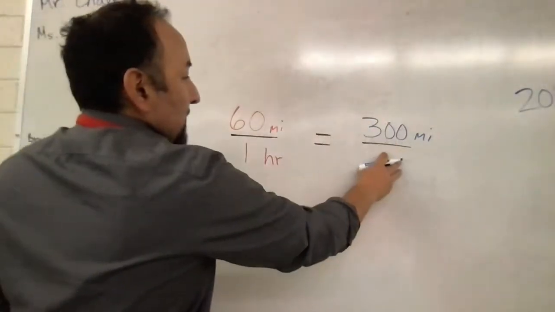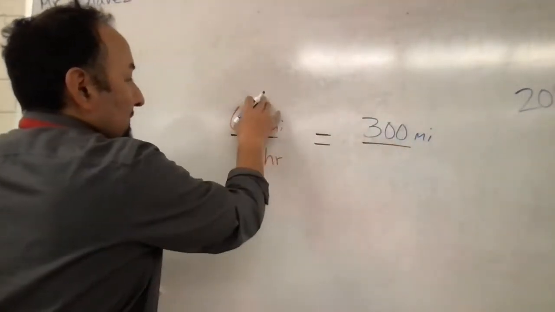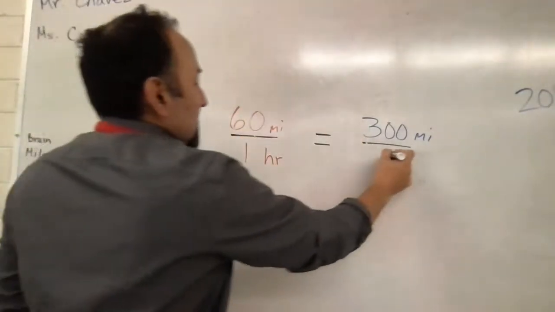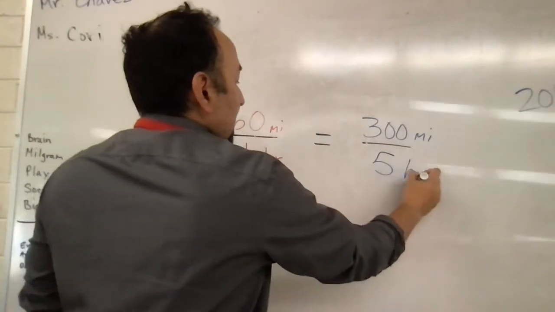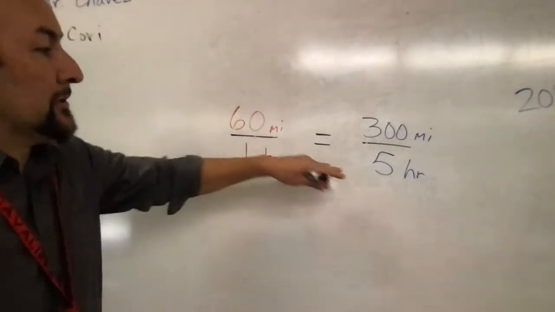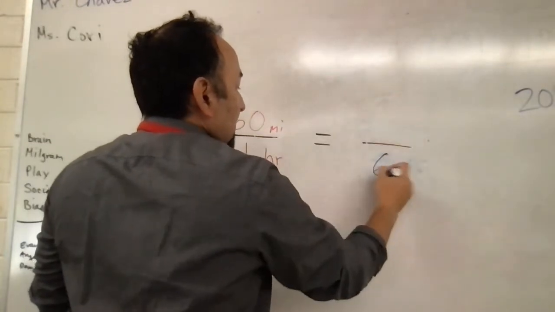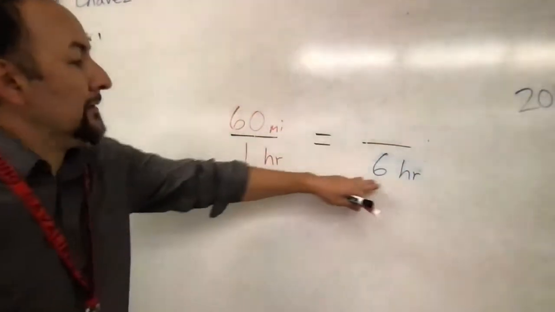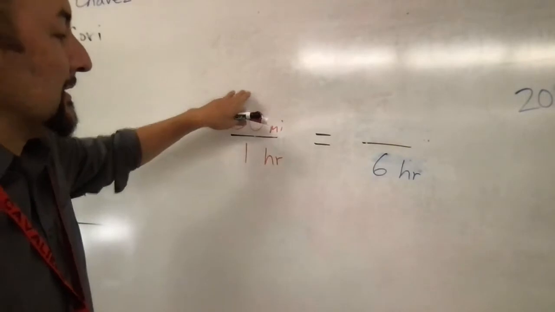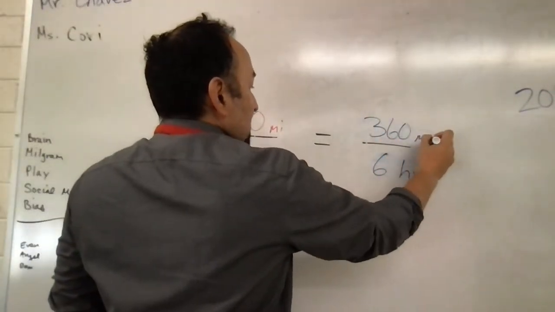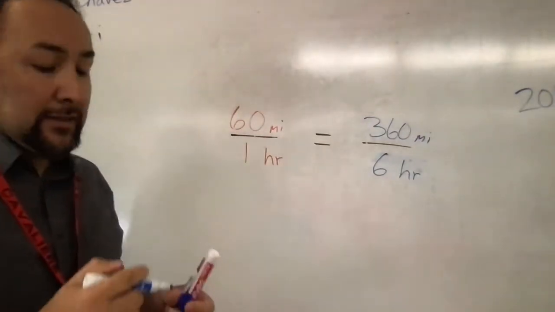So whichever number you're missing, you can cross multiply, divide by the number that's left. So 300 times 1 divided by 6 would be 5. It would take you 5 hours to do that. So whichever number is missing, you can always cross multiply to find the answer. You know, here 6 times 60 is 360. Divided by 1 is still 360. You can always cross multiply to find one of the missing numbers.